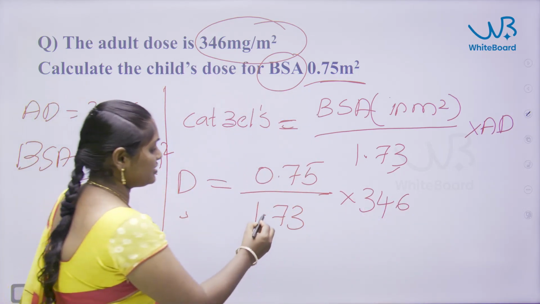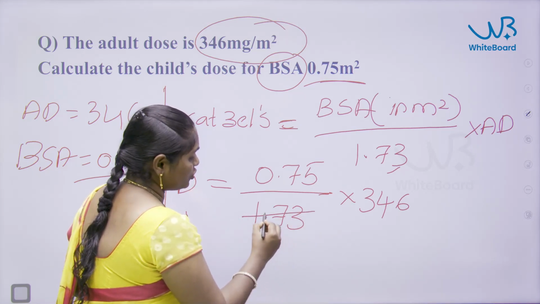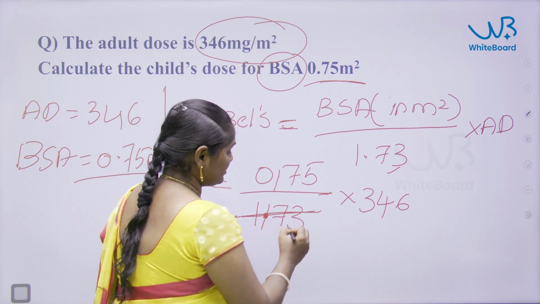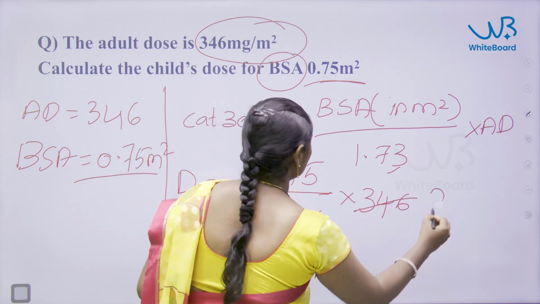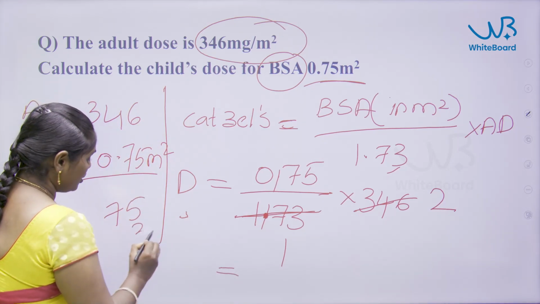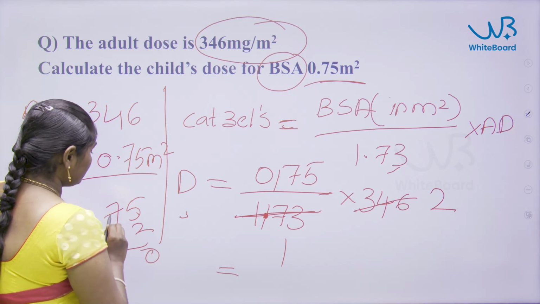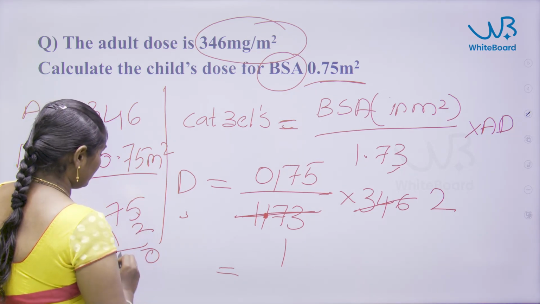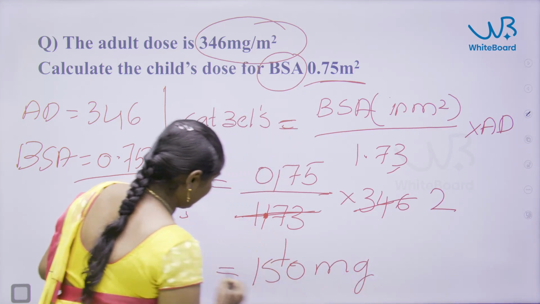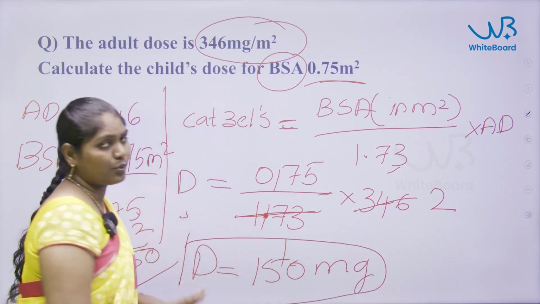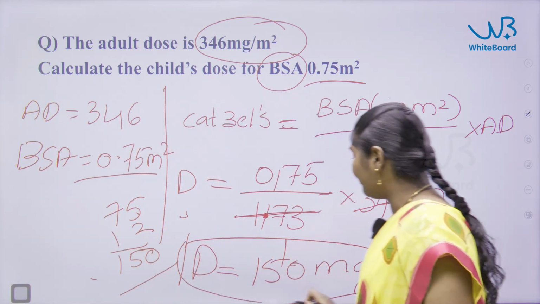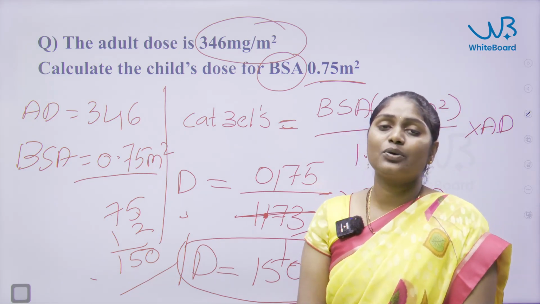346. So upon calculating this, if you consider this point, it is cancelled. Again, this is 1.73, this is 2. 75 plus 75, how much is it? You will get 150. So how much is the answer? That is calculated as 150 mg. So the dose required is 150 mg.